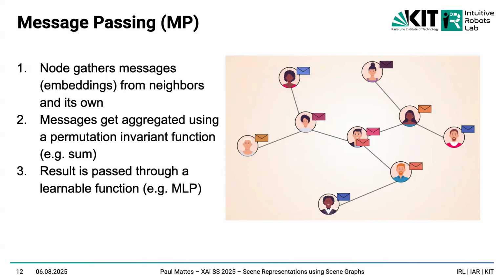The idea is this node asks its neighbors, hey, can you give me your information? And it takes its own information and aggregates them through a permutation invariant function. For example, the sum or the mean or the max, doesn't matter. Some function that does not care what the order of things is.